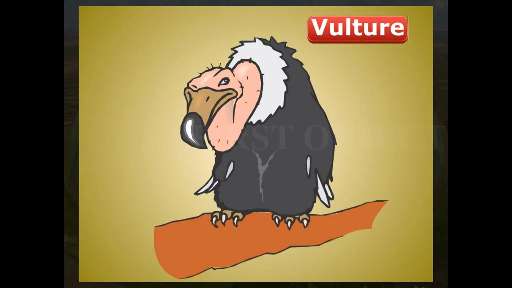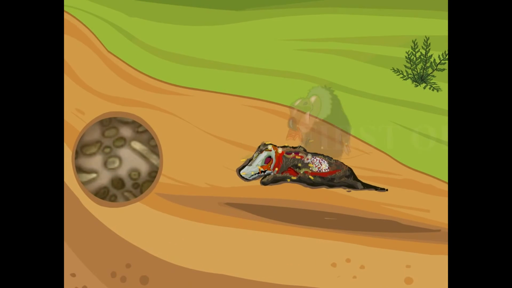Let us look at another example. Vultures feed upon dead animals like cattle. Vultures eating dead carcasses used to be a common sight in villages and towns some 20 years ago. However, people started noticing that vultures have virtually disappeared and are sighted very rarely.